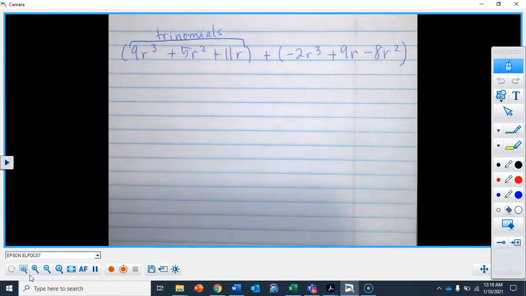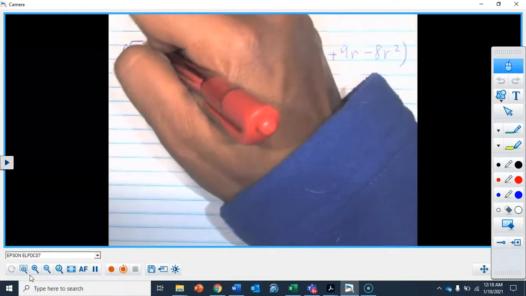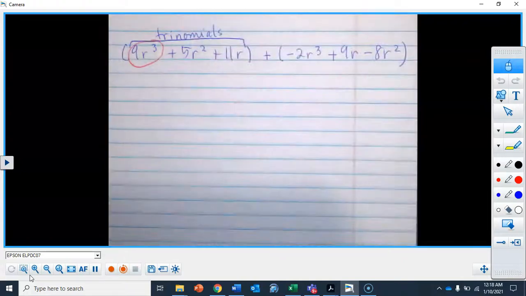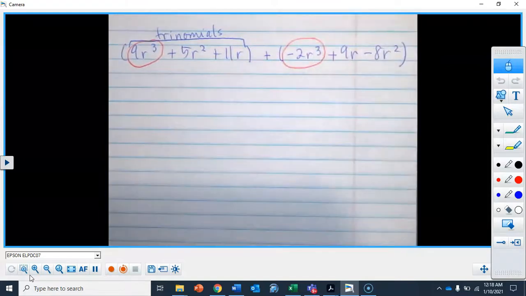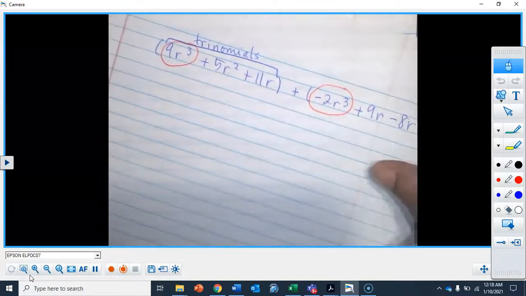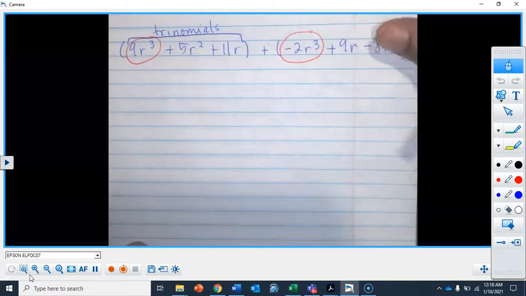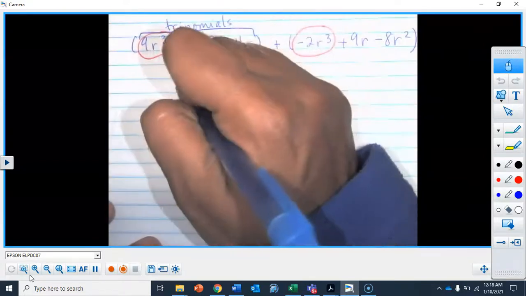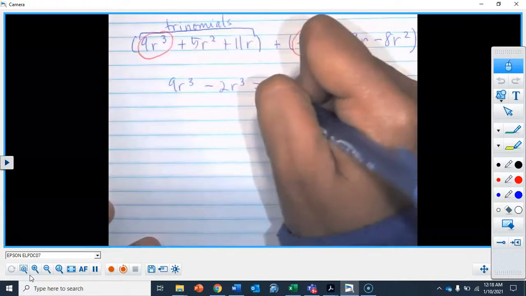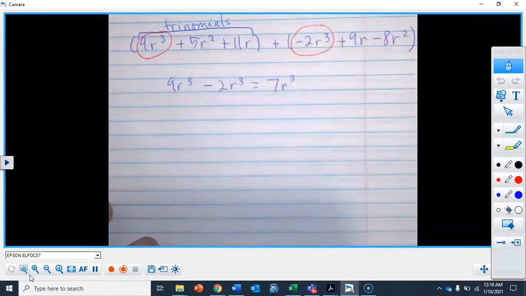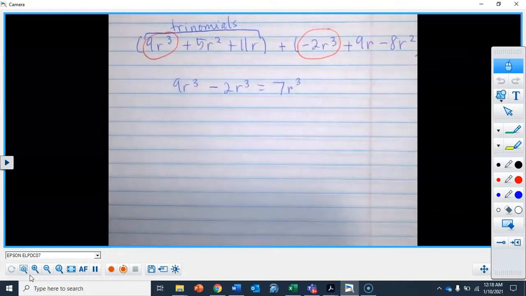So the first thing, I'm going to use different colors. Our highest degree here is r to the third, and then I look through this parentheses and I say, hey, there's another r to the third or r cubed term, and we're going to group those together and combine like terms. So 9r to the third minus 2r to the third is 7r to the third, or again, another word you hear me say for it to the third power is cubed. If I say to the second power, another way to say that is squared.